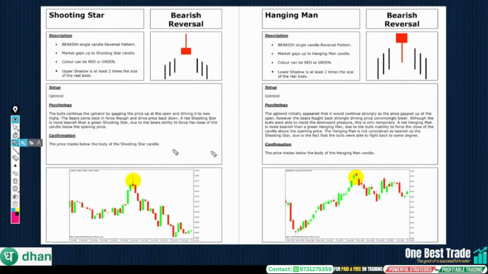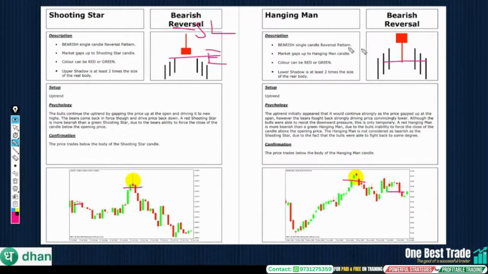Single candle reversal pattern. How to enter short trades or put option trades in Nifty and Bank Nifty using a shooting star and also hanging man. Why is this shooting star better than this? Why is this hanging man better than this? Let's see some examples, you will understand it. How do you enter? The breakout of this candle, you need to take an entry. This is very basic. You should understand.